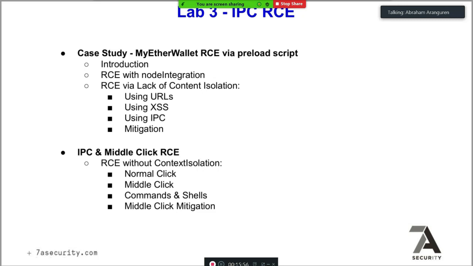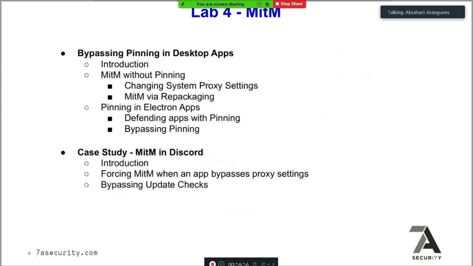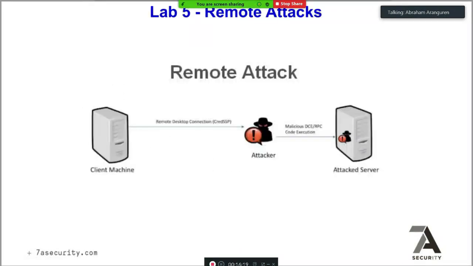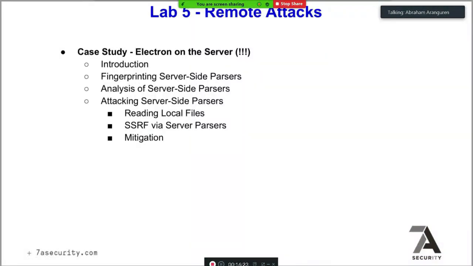And I think today we will use 3 or 4 vulnerable apps. All the vulnerabilities that we're going to cover today in the demos are real. They have been found in real applications. So IPC and middle click remote code execution and stuff like this, we will look at some of this today as well. Then more man in the middle, real applications, remote attacks. This is really cool, right?